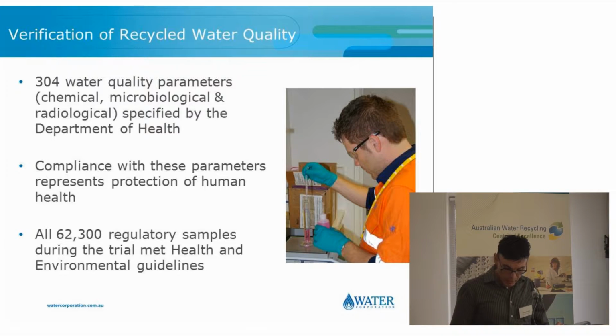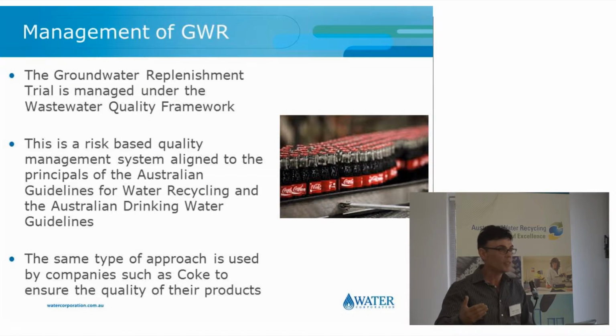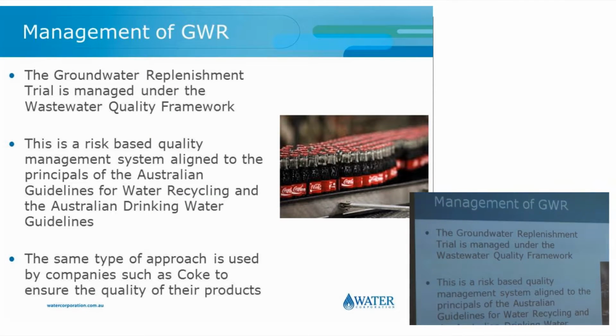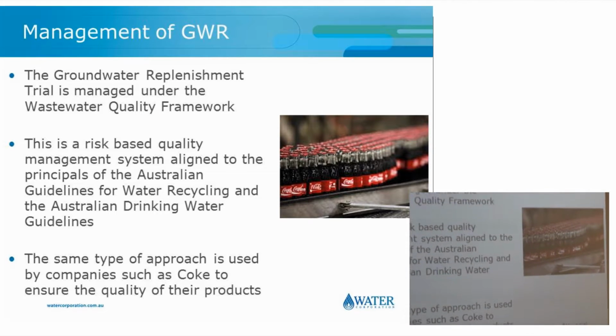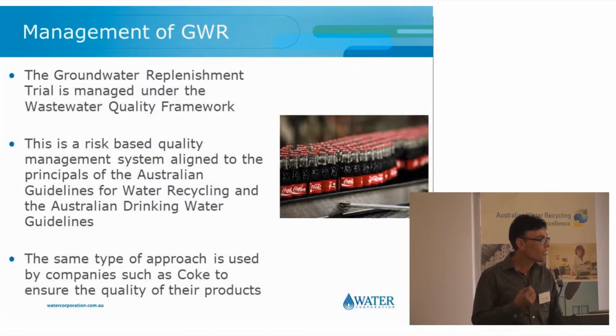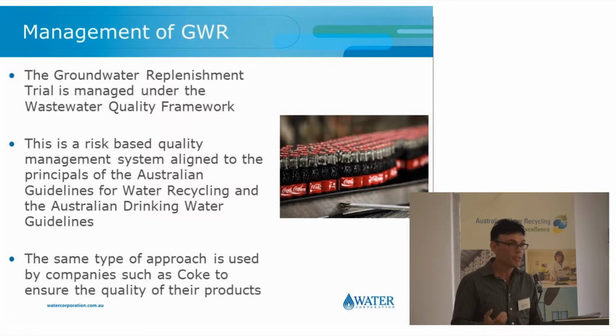So how do we manage groundwater replenishment? What is the governance? We manage it under the Water Quality Management Framework. It's based on the 12 elements of the Australian Drinking Water Guidelines and also the 12 elements of the Australian Guidelines for Water Recycling. We've taken that and we're managing groundwater replenishment through a framework or a quality system, quite similar to what's managed in the food industry, such as Coca-Cola. The framework has been endorsed by our regulators as the industry best practice approach for managing groundwater replenishment. It was also audited by an external auditor, Deloitte, and we passed with flying colours.